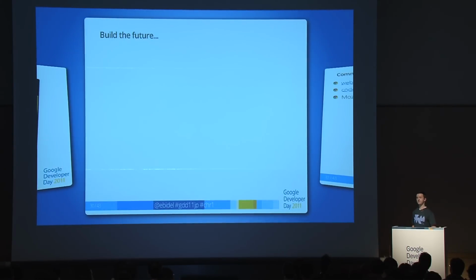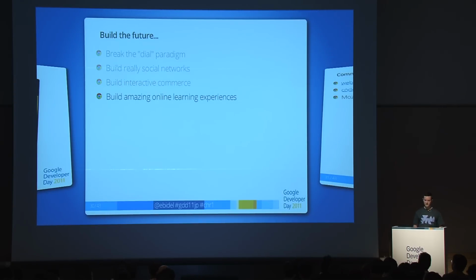Unfortunately, this stuff is just as bleeding edge as the other sections, and I don't have a demo for it. But to get your mind thinking about what you could possibly build with this, we could build real social networks, right? Things like Google Hangouts, but do that natively with video and audio. You could do interactive commerce, so breaking sort of the paradigms of today. You could build online learning experiences with real-time communication.